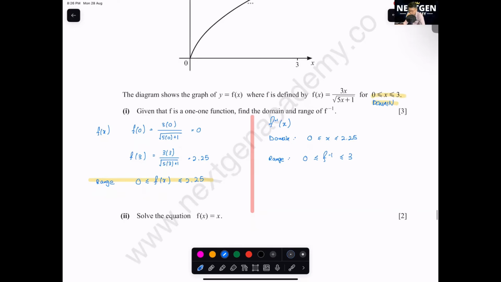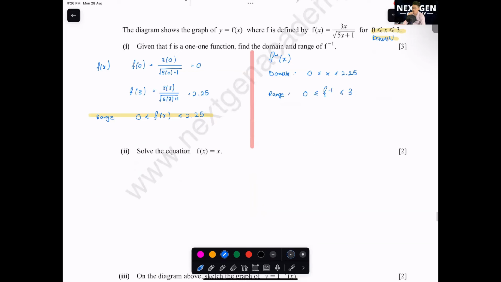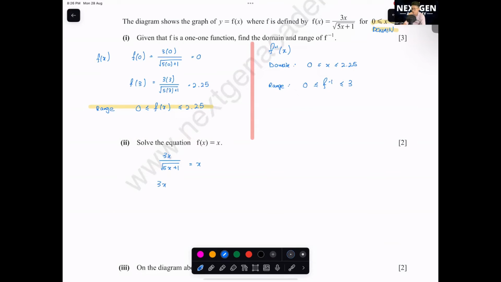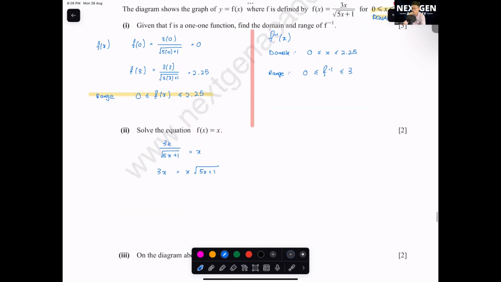Next one. Solve the equation f(x) equals x. I'm just going to equate it. So f(x) is 3x over square root of 5x plus 1, which equals x. Cross multiply this, this will be x square root of 5x plus 1. Move everything to the left hand side: 3x minus x square root of 5x plus 1 equals 0. Factorize out the x, so this will become x times 3 minus square root of 5x plus 1.